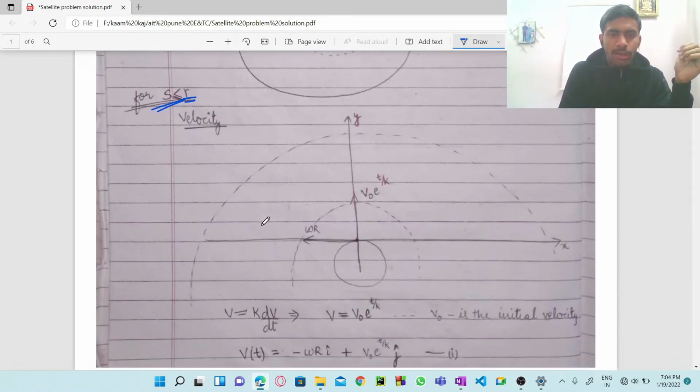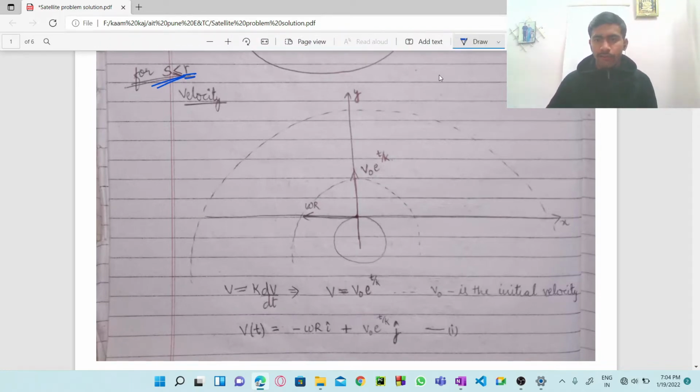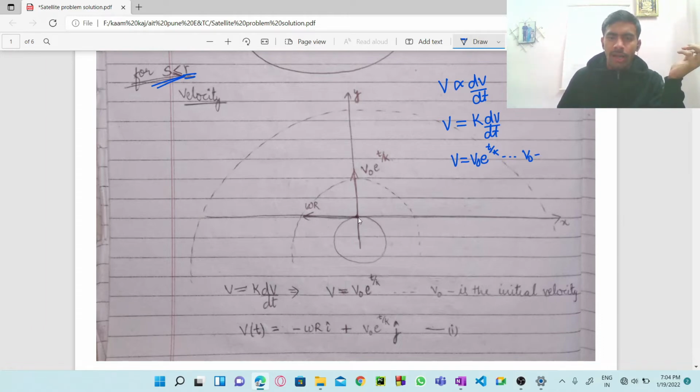Okay, so let's talk about the velocity. For the velocity we were given that v is directly proportional to dv by dt. dv by dt is nothing but the acceleration of that satellite. So what I can tell is v is equal to k times dv by dt, and along with it I would get velocity as v equal to v naught e raised to t by k, where v naught is its initial velocity. If you want to consider it just from the launching position, you would say v naught is 0, but at the present time I won't put it because with that my equation will terminate and I will not get the exact relation which I want.